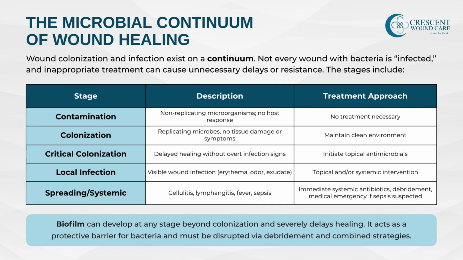3. Critical colonization. A. Healing begins to slow down or stop, though obvious infection signs may be missing. B. This is where topical antimicrobials can help prevent worsening. 4. Local infection. A. Now you'll see clear signs: redness, swelling, increased exudate, odor. B. Use both topical and possibly systemic antimicrobials. 5. Spreading or systemic infection. A. Infection spreads beyond the wound, maybe fever, increased heart rate, fatigue. B. Requires urgent intervention, IV antibiotics, hospital care, maybe surgery.